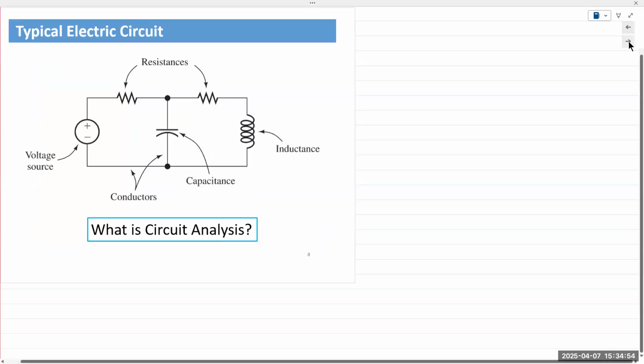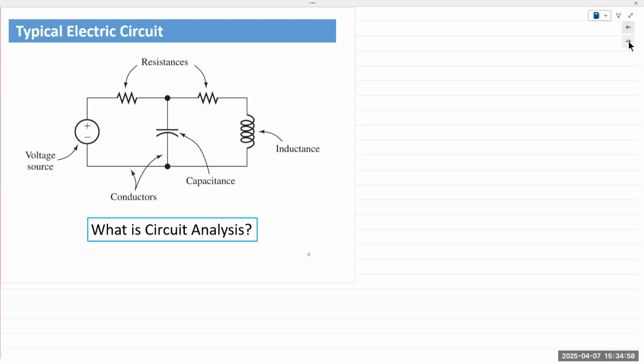All right, typical electric circuit. I'm assuming students are familiar with the components from physics. Maybe, maybe not. We're going to look at all of these components individually, but I just want to understand: how many of you are familiar with all of the symbols in here? Okay, most of you are, so that's good.